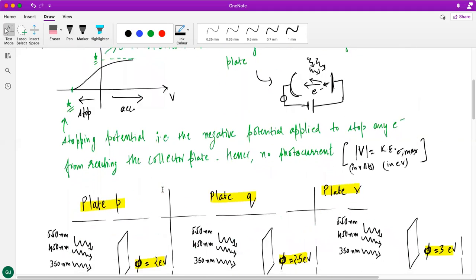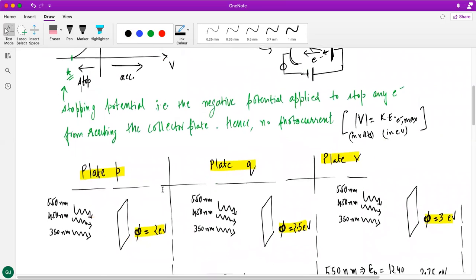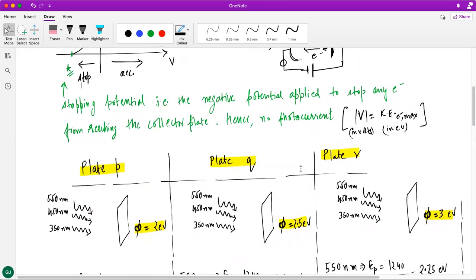Now, let's come to each of these plates one by one. So there were plates P, Q, and R with different stopping potentials, and all three plates were being exposed to a beam containing these three kinds of radiations. Right? Plate Q is also exposed to these three kinds of radiation, as well as plate R.